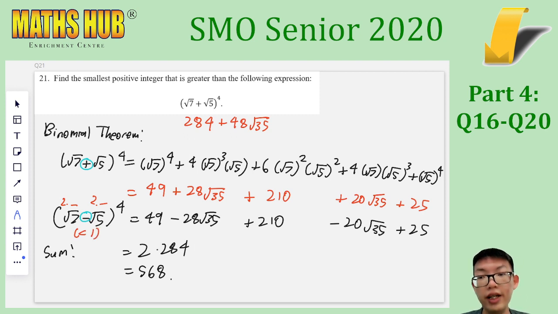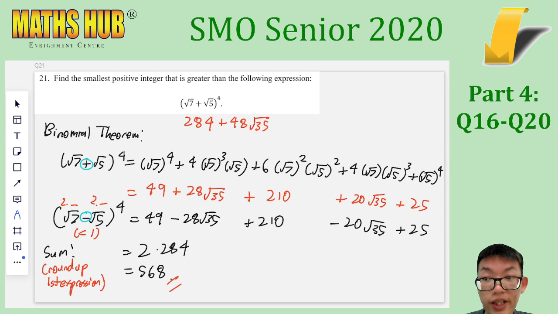So if it's less than 1, it means that by adding them together, the sum of these two is the same as rounding up the first expression, since we are just adding something less than 1 to make it into a whole number. Since the question is asking us to round it up, that means 568 is precisely our answer.